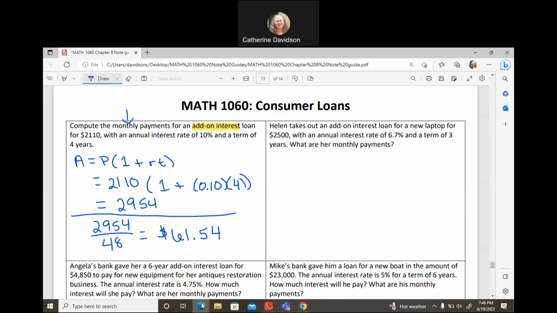Helen takes out an add-on interest loan. So again, we see add-on interest. That tells me simple interest. It's for a new laptop for $2,500 with an annual interest rate of 6.7% for 3 years. What are her monthly payments?